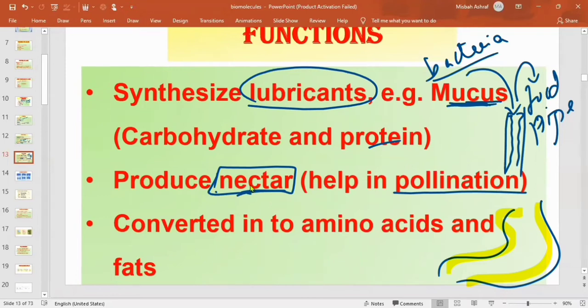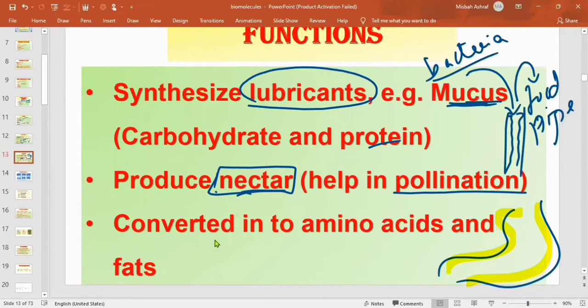And they produce nectar. Nectar helps in pollination. I've told you how this nectar helps in pollination. When the insects or the birds come on the flower to collect the nectar, then some of the pollen grains stick to their body. And when they fly to the other flower, then those pollen grains fall onto the other flower and there they germinate.